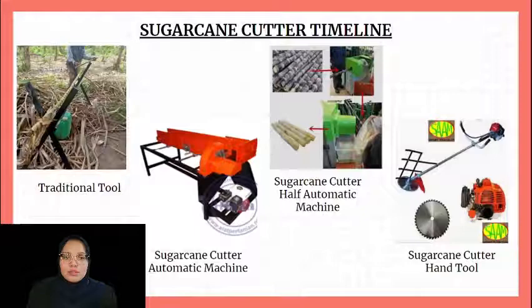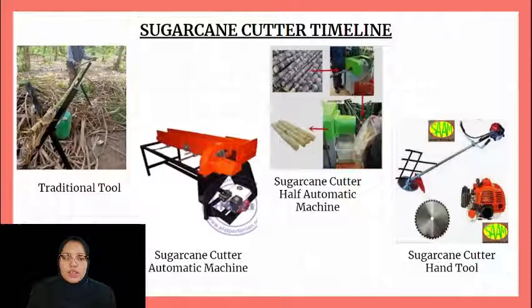The second one is the sugarcane cutter semi-automatic machine. This machine is a modern machine that can reduce the use of manpower. However, the market selling price of this machine is a major disadvantage. And the last one is sugarcane cutter hand tools. This machine is also a modern machine, yet it still uses a lot of manpower and can have a negative impact on the health of the user.